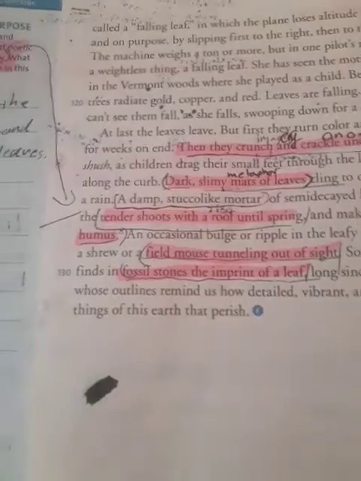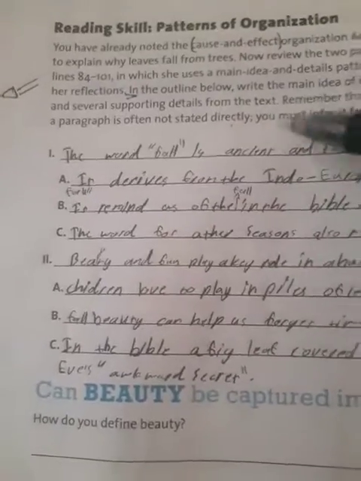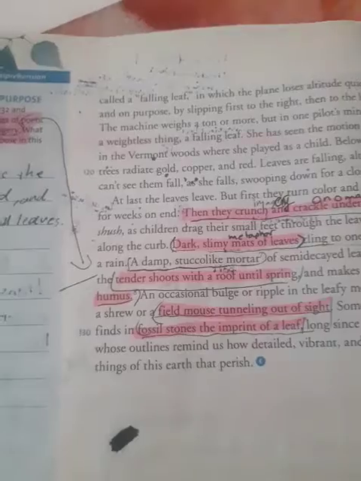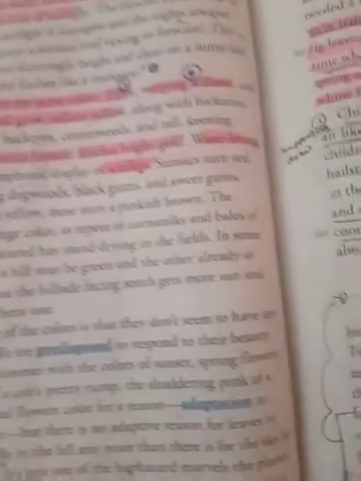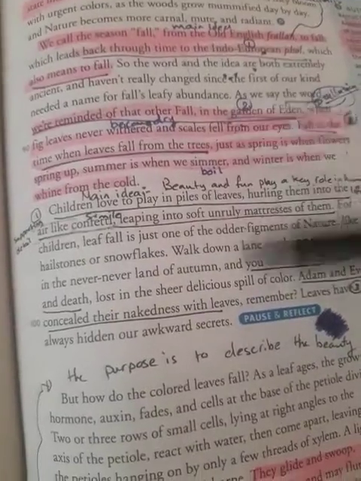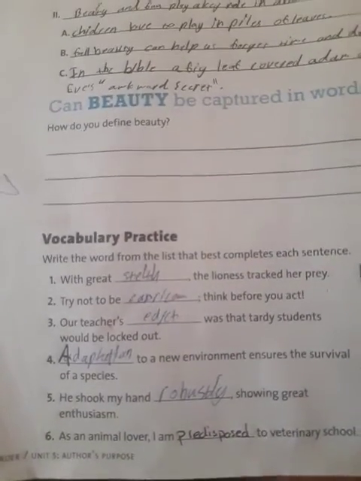Okay. Now move to page 208. You have to know that this exercise is done, okay, on page 205, because I identified the main ideas and the supporting details. So this exercise or this question is what is done. Now, move to vocabulary practice. Okay.